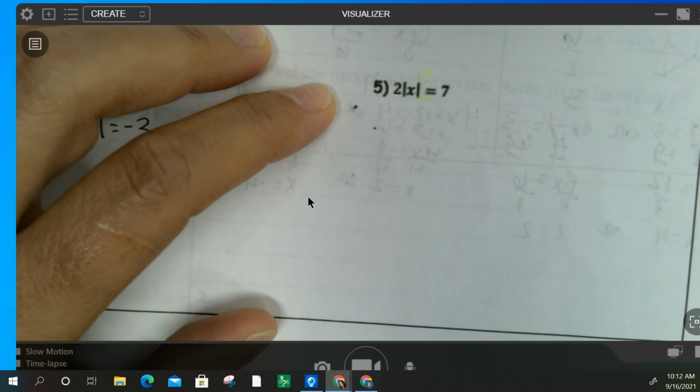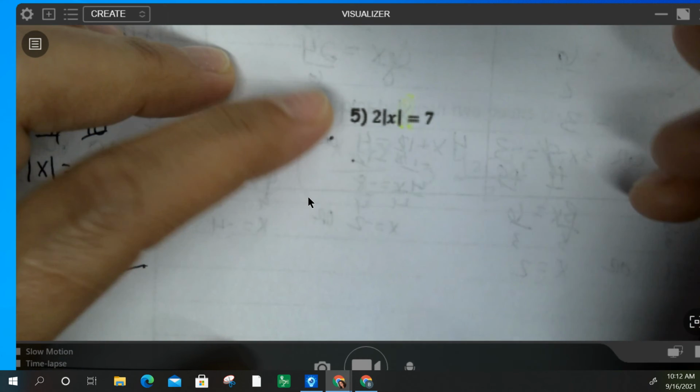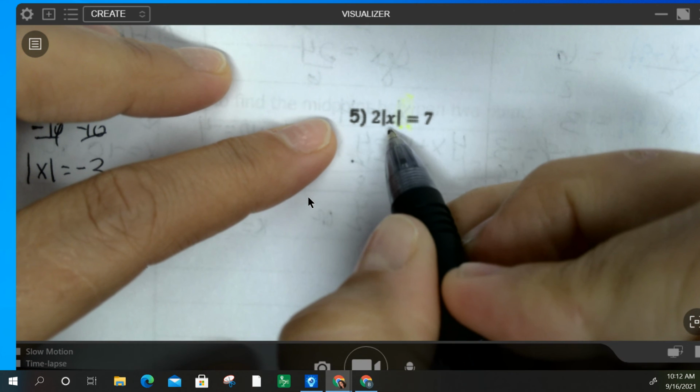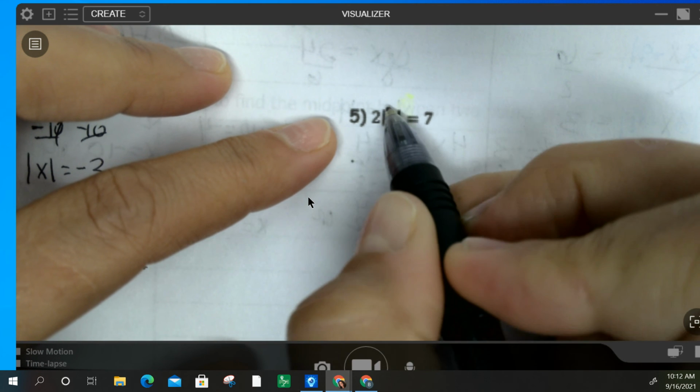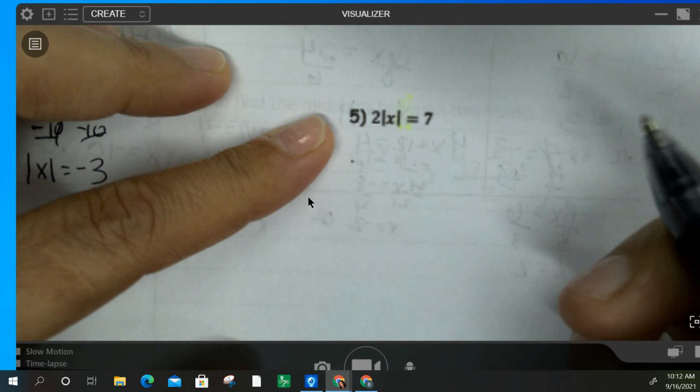You cannot just say, oh, this is just 2x or whatever. You can't just pretend like it's not there. It's saying 2 times this quantity. You can't distribute it. The absolute value bars have to stay until you write it twice. Remember, that's the only way to remove the bars.